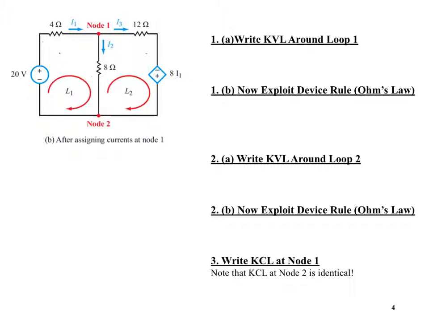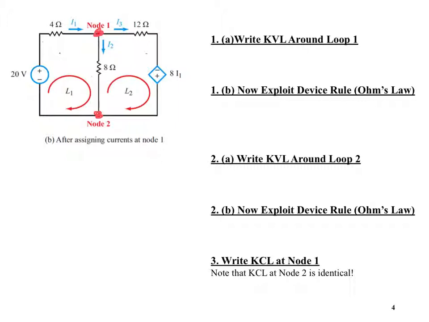So we've got 2 loops. We could actually have defined a third loop around the outside, and we could use that. But the problem says to use KCL in addition to KVL, so we'll need to identify some nodes. We have one node there, and we have a second node there.